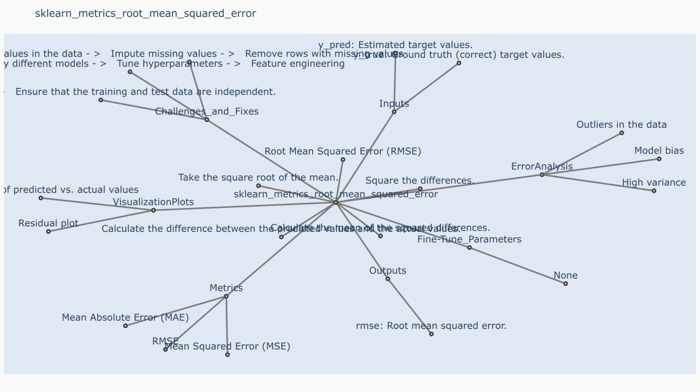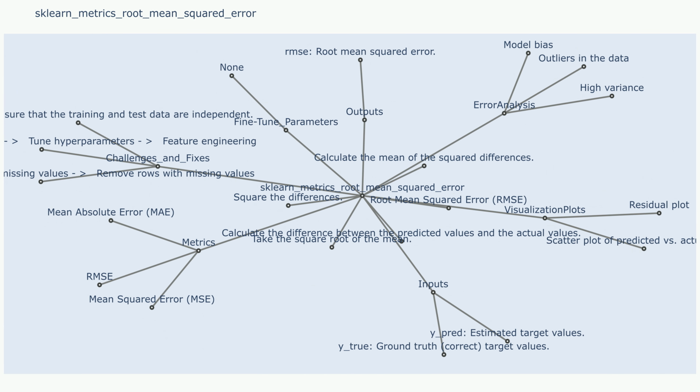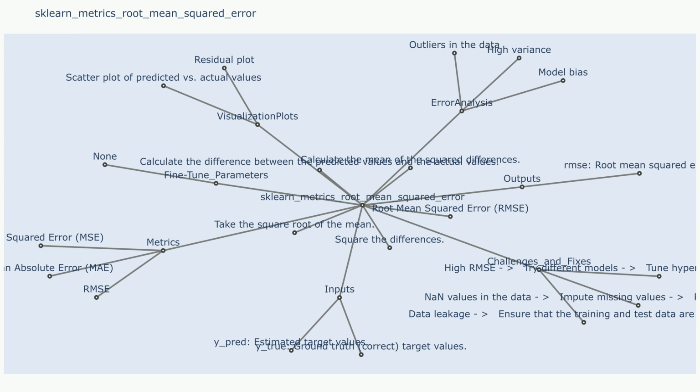Inputs: y_true, this is the true value of the target variable. y_pred, this is the predicted value of the target variable. Outputs: RMSE, the root mean squared error, is a single value that represents the average magnitude of the errors in a set of predictions. Steps: calculate the difference between the true values and the predicted values.